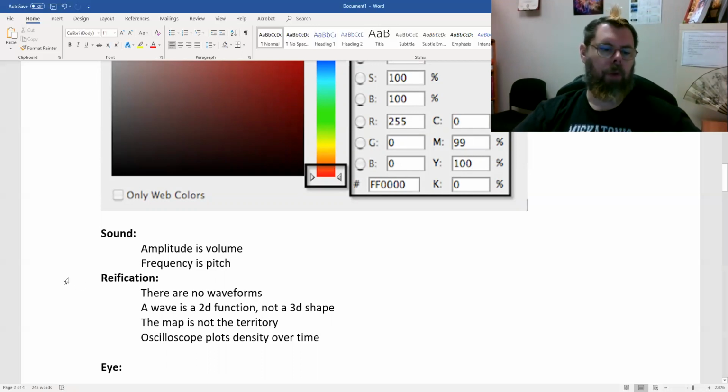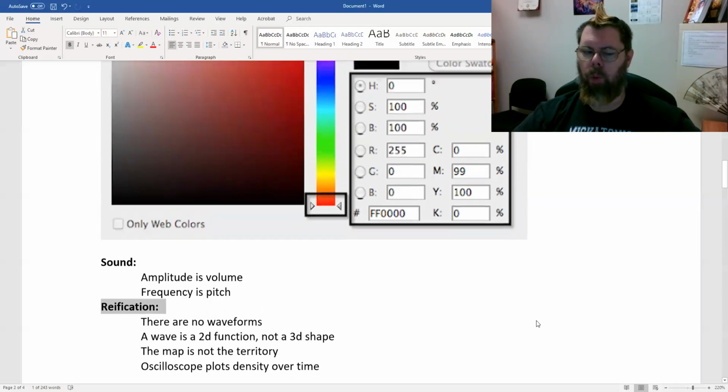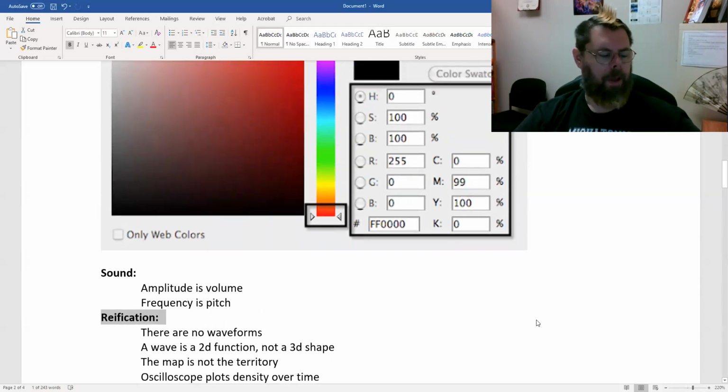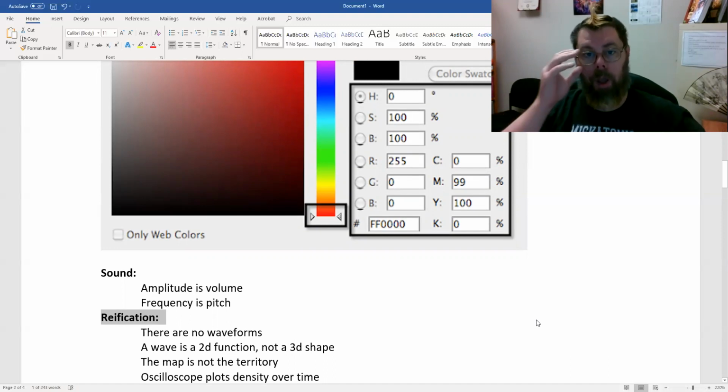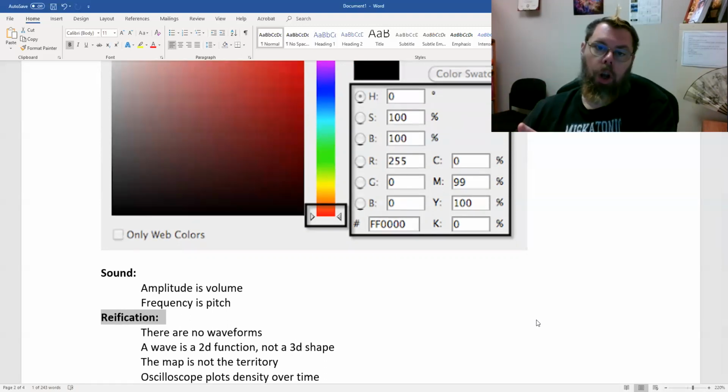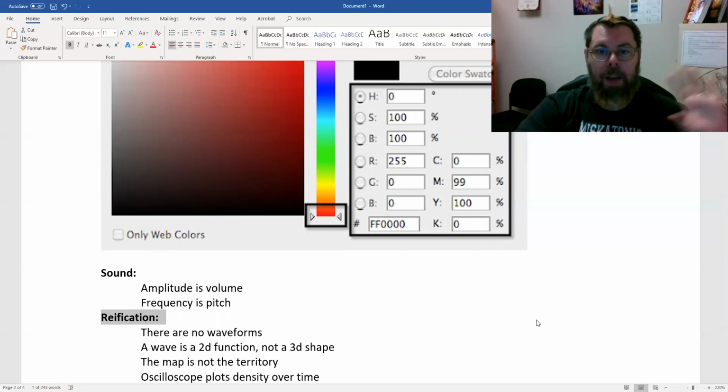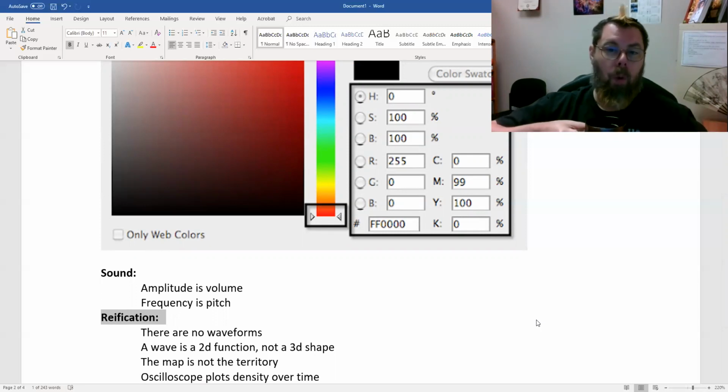Fine. So now we have to talk reification, don't we? There are no waveforms. There's no such thing as a wave. The waves in the ocean, sure, but that's not what we're talking about, is it? Right? A wave is a wave. A waveform, a mathematical waveform.